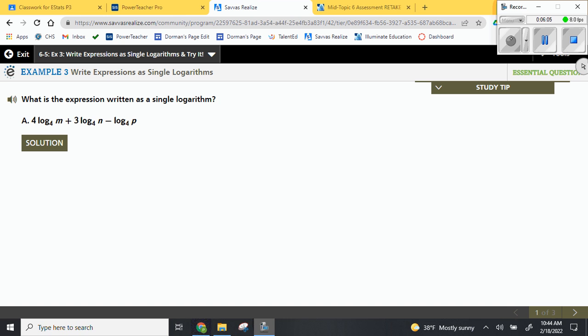So now we're going to go ahead and take expanded logarithms and condense them or write them as one single logarithm. So we're going backwards, right? We're going to use these properties backwards. So the first thing I need to do is if I see a number out front like I do here, I'm going to go ahead and put it as an exponent. Okay? First step.